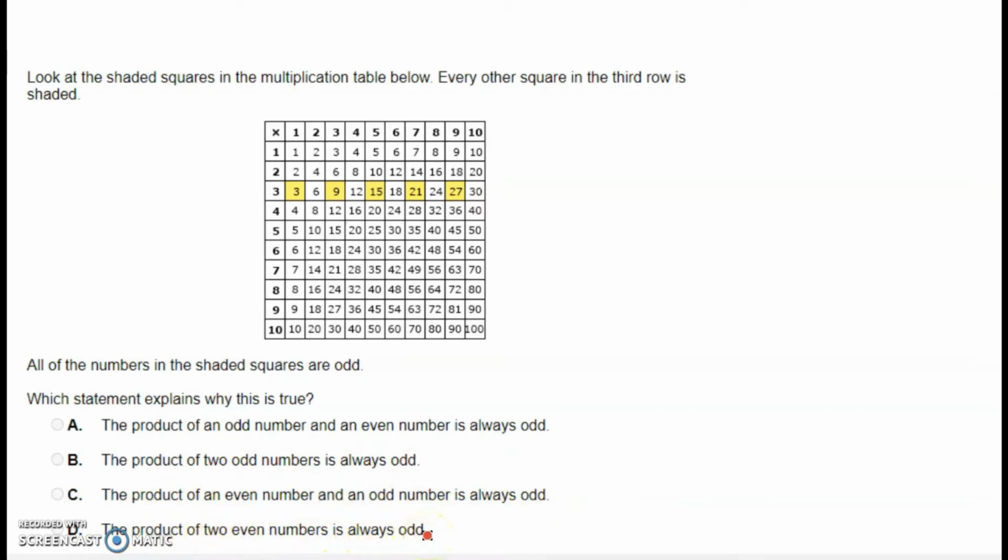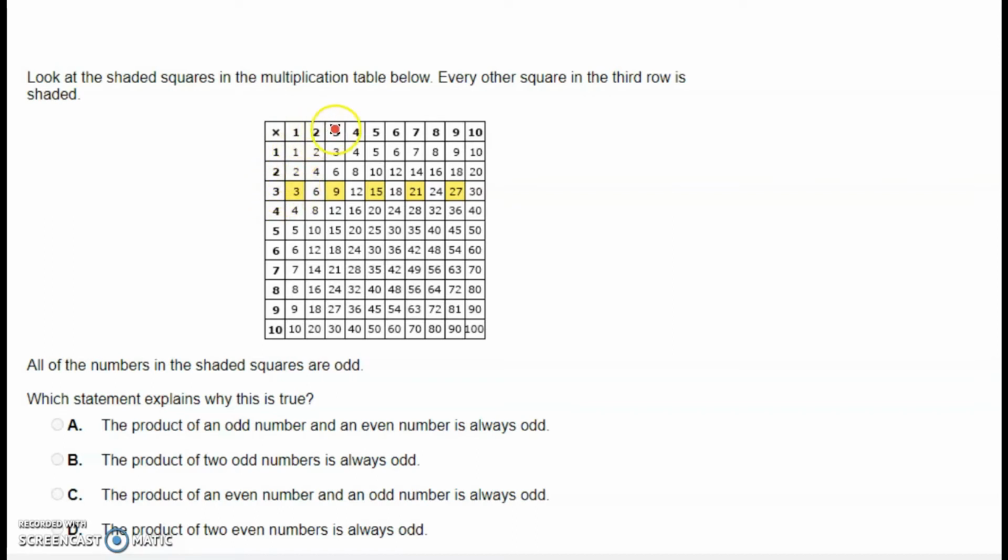Since it's talking about product, this is telling us that we have to multiply. Basically here we are doing the 3 times tables. 3 times 1 is equal to 3. 3 is an odd number, 1 is an odd number, so the product is odd.